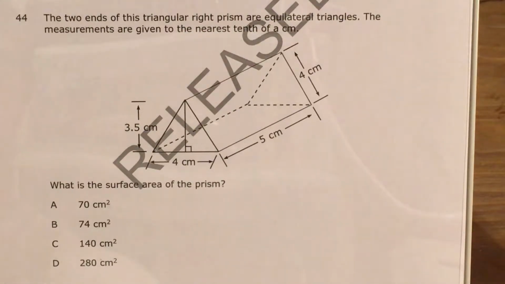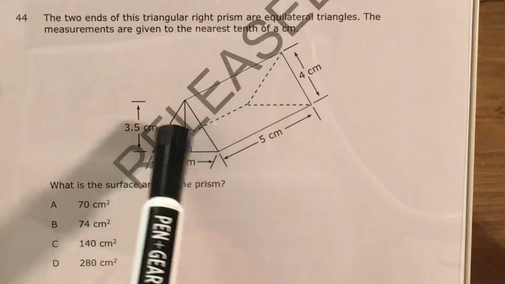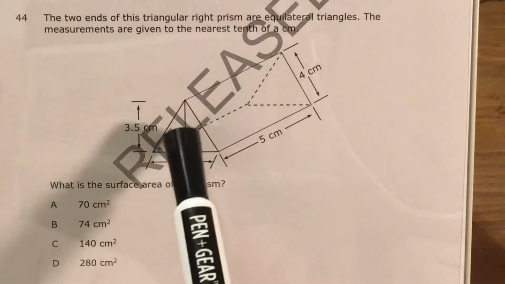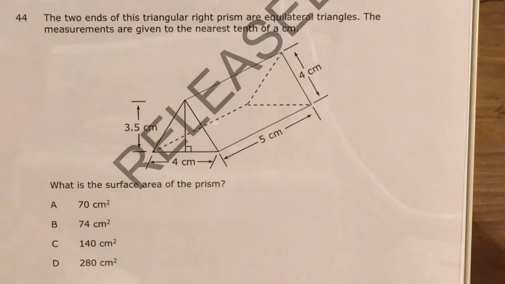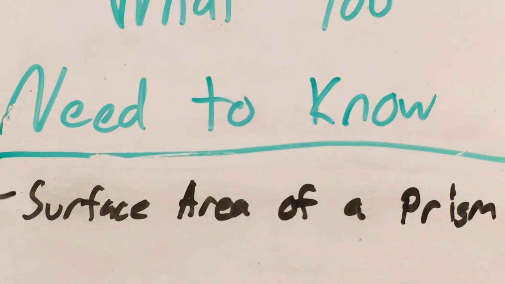This is Mr. W, and today we're going to tackle question 44 in the 7th grade math questions that North Carolina released this past school year. The question shows us a triangular right prism, which means it's just triangles and rectangles, nothing weird or fancy. We know that these triangles on the ends are equilateral triangles, and we're supposed to find the surface area of this prism. So the one skill that this question is testing us on is how to find the surface area of a prism.